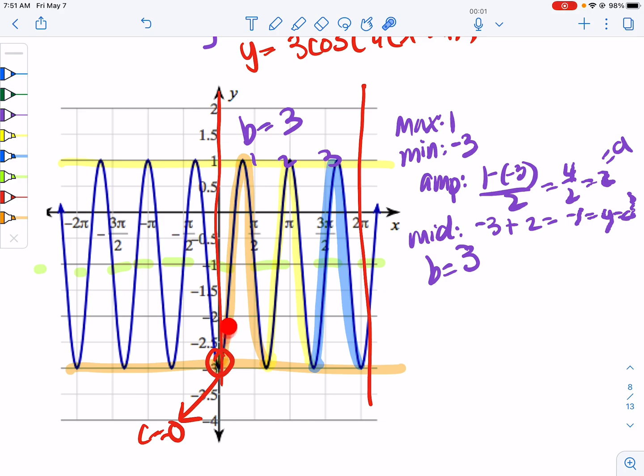So then I'm thinking, okay, well, this one starts at the bottom. Well, is that sine or cosine? Well, sine has to start in the middle, so it's not sine. So that means it's cosine. Well, since we're at the bottom, does that mean it's positive cosine or negative cosine?